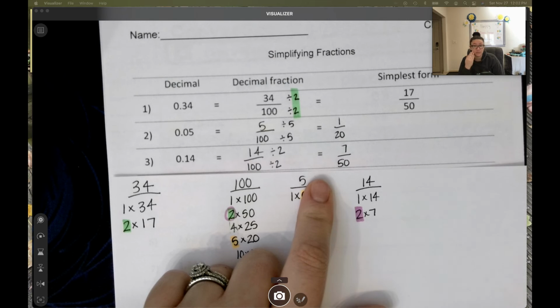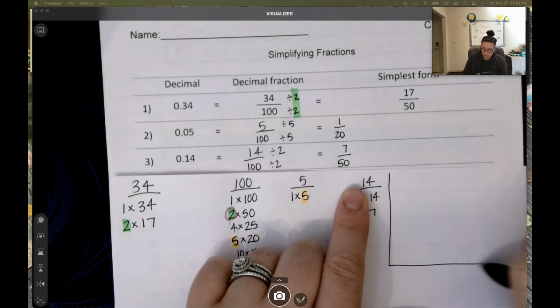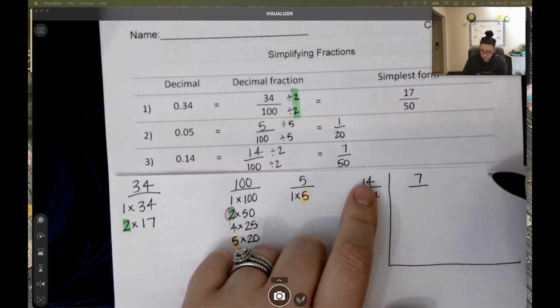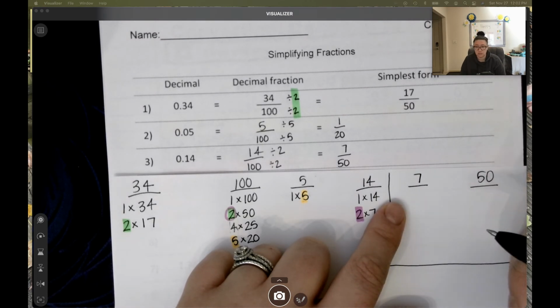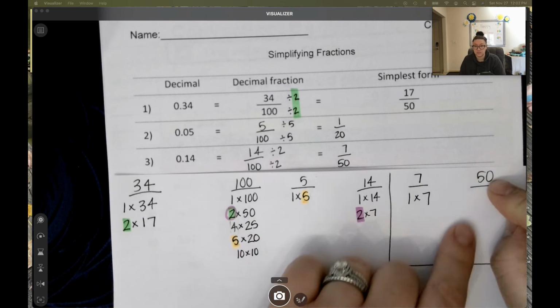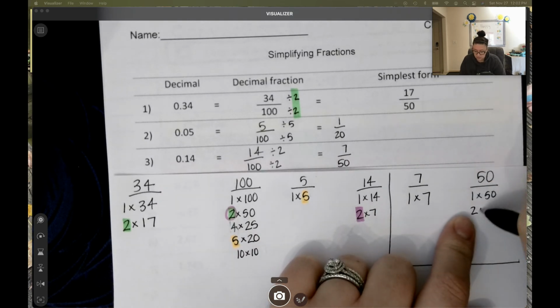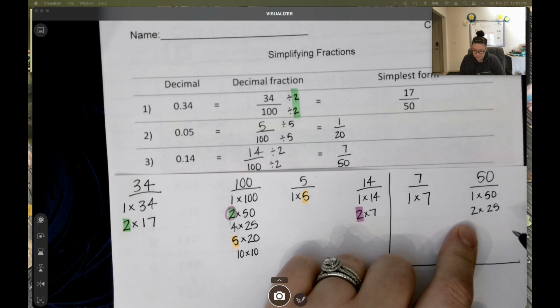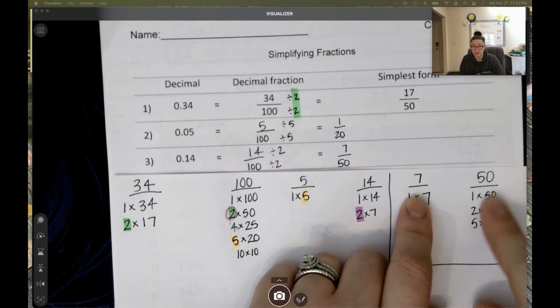Just to show you what I mean when we can't divide it anymore, let's take a look at the multiples for 7 and 50. What can I multiply to get 7? Only 1 times 7. That's the only way I can get it. 50. I can do 1 times 50. 2 times 25. No 3, no 4. I can do 5 times 10. And that's it.